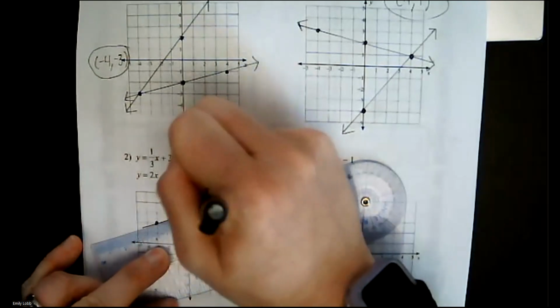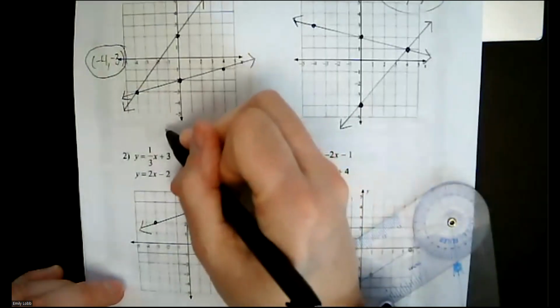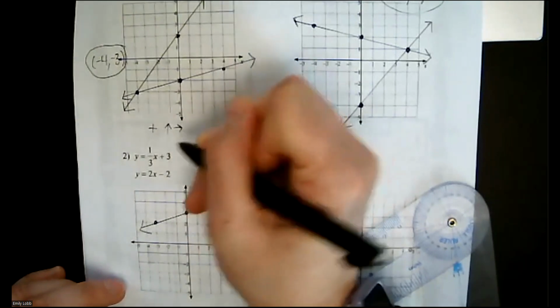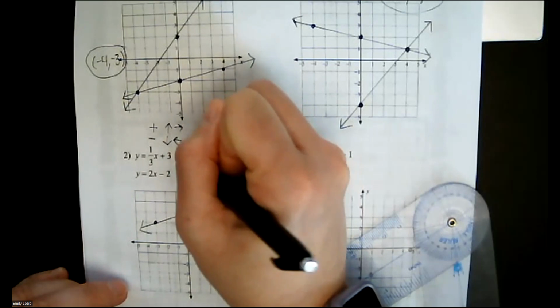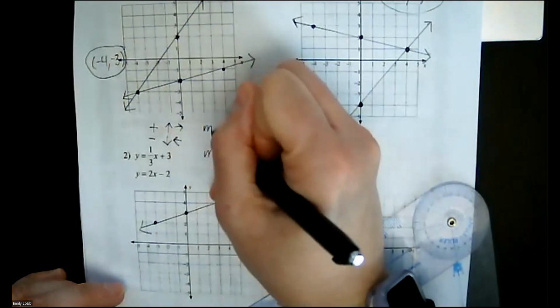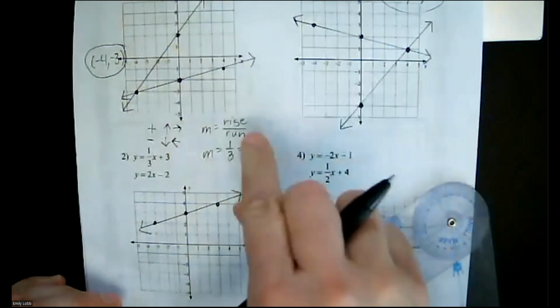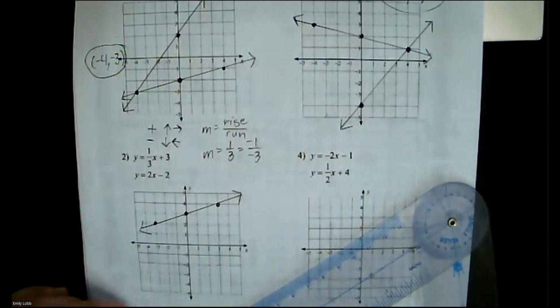So if you need to take notes about your slope, we know positive slopes are up and right, and we know negative slopes are down and to the left. We also know that our slope is the rise over our run. So the top number is up or down, the bottom number is right or left. So those should all be review things. We should be able to graph from slope-intercept form.